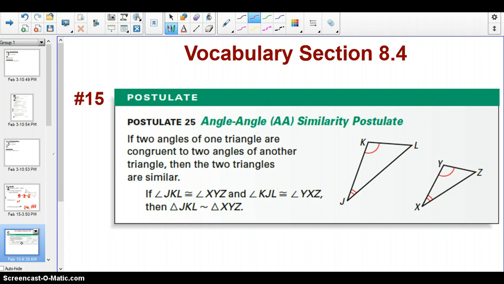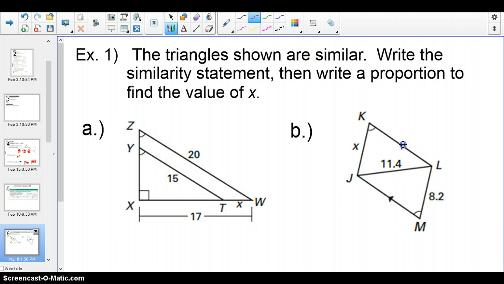The angle-angle similarity postulate says if there are two angles on one triangle congruent to two corresponding angles on another, then the two triangles are similar. Because you can then conclude by logic that the third angle must also be congruent. We're going to learn a couple other shortcuts, but this is the first one. Let's look at the first example then.